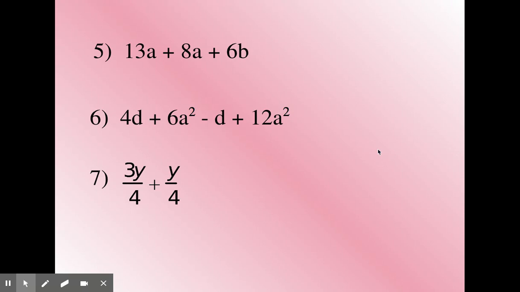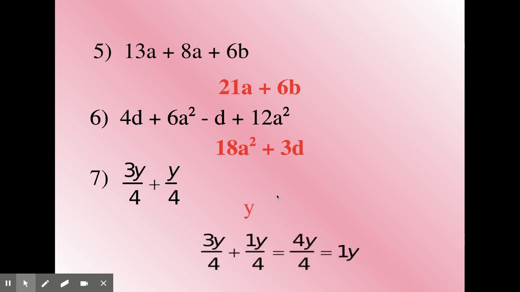13a plus 8a plus 6b. What does that simplify to? 21a plus 6b. 4d plus 6a squared minus d plus 12a squared. What does that simplify down to? 18a squared plus 3d. And then finally, 3y over 4 plus y over 4. What would that simplify down to? It would simplify down to y.